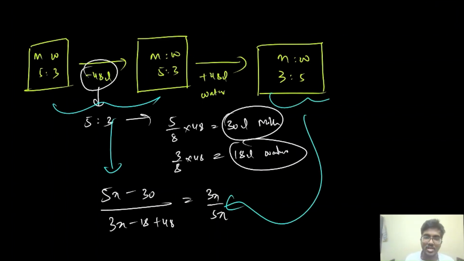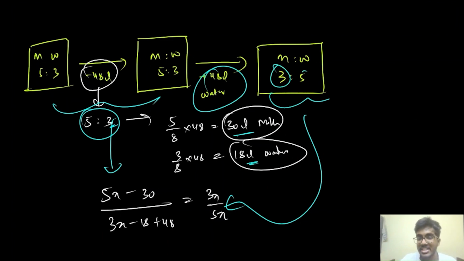So 5x and 3x are the original quantities of milk and water, and from 5x you have removed 30 liters of milk, and from 3x you have removed 18 liters of water, because 5:3 is the ratio, it will remain the same in 48 as well. In 48, 5 parts are milk and 3 parts are water. What is 5 parts out of 48? 5/8 into 48, that's equal to 30 liters of milk, and 3/8 into 48 is 18 liters of water. Now 5x minus 30 would be the total amount of milk, and 3x minus 18 the total amount of water. Now that you have added 48 liters of water, what is the total quantity of water available? 3x minus 18 plus 48. Now this ratio is nothing but 3:5, that is 3x by 5x.